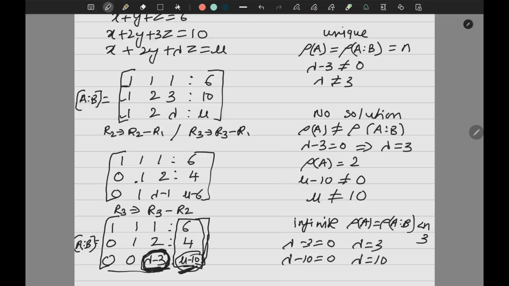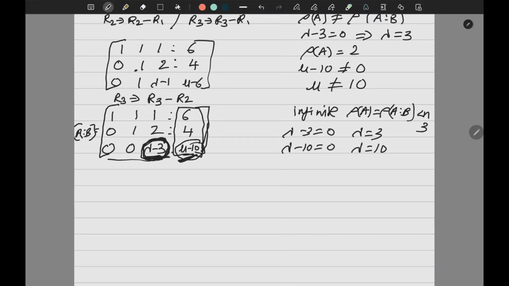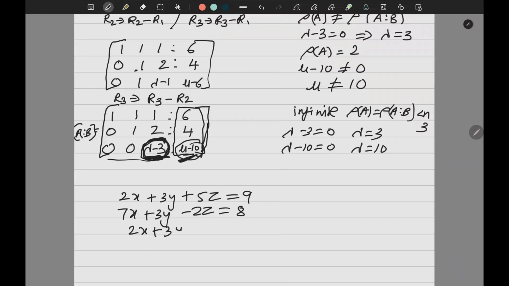Okay. Now if you understood this question, you should try this one also. The same thing. Find the lambda and mu when 2x plus 3y plus 5z is equal to 9, 7x plus 3y minus 2z is equal to 8, and 2x plus 3y plus lambda z is equal to mu. Exactly the same statement: find lambda and mu for all the 3 cases. So you should try that question. Okay. Now let us see the next question.